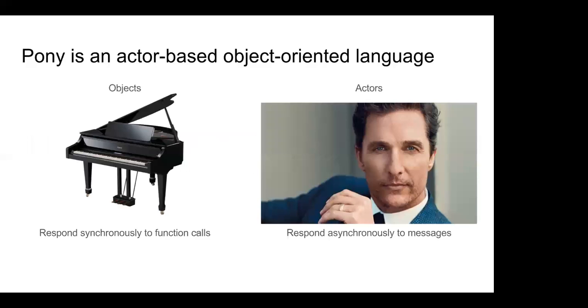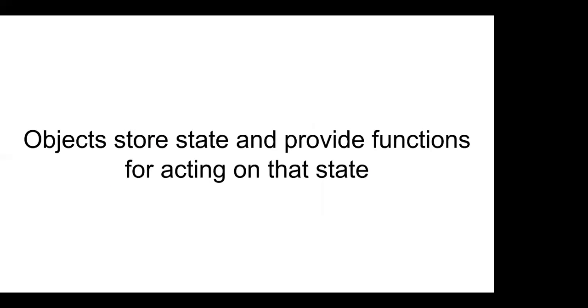So I'm going to go into some Pony basics here so that anyone who doesn't have a lot of experience with Pony comes to this with the level of understanding that they need. If you already know this, I apologize for repeating things that you already know. Pony is an actor-based object-oriented language. You have objects which respond synchronously to function calls, and you have actors which respond asynchronously to messages. Objects store state and provide functions for acting on that state. Objects in Pony are pretty much like objects in most other object-oriented languages.